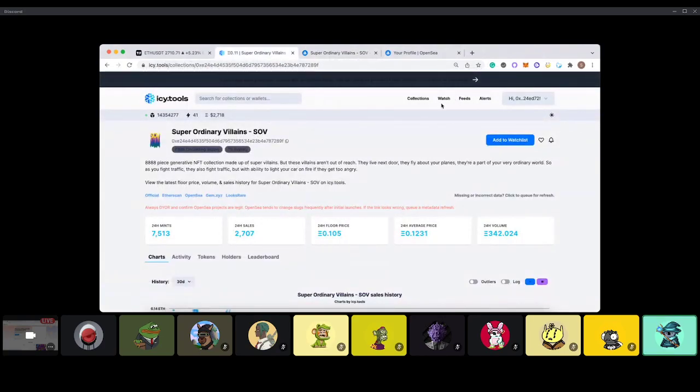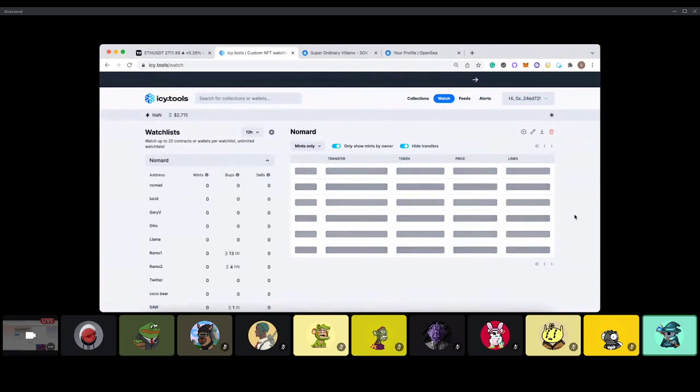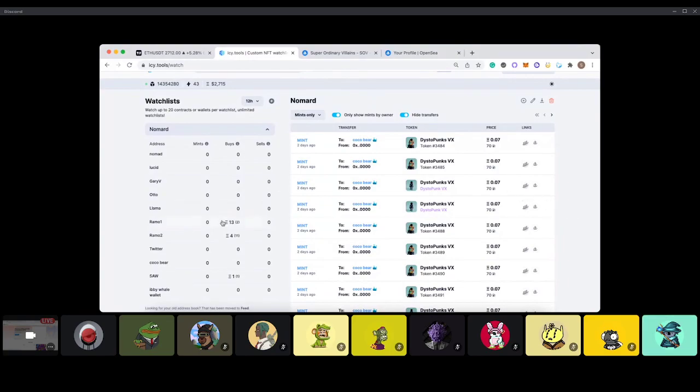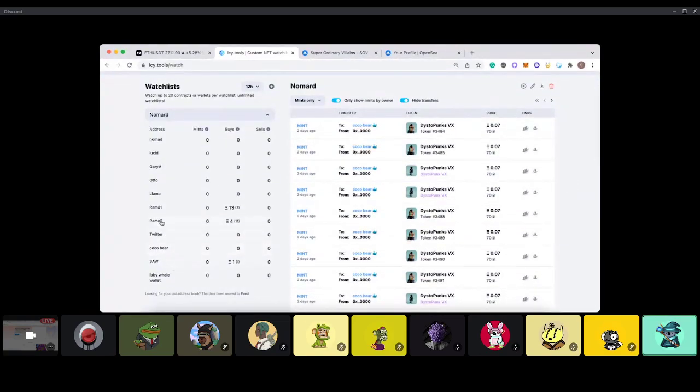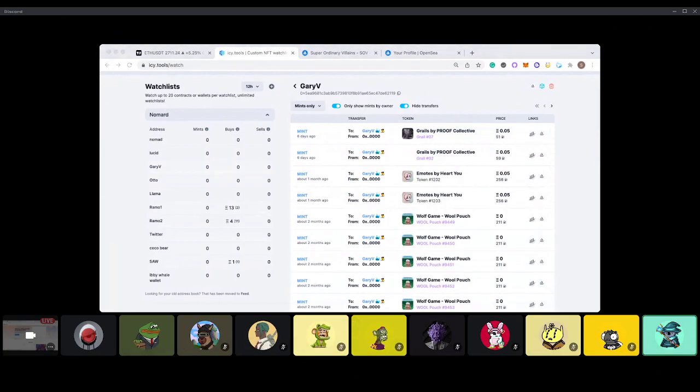The third one is what you can call insider trading. I have a list of whales that I follow. I want to see what they are doing, what they are buying, what they are selling. Let's look at, for example, Gary V. Gary V, I don't think that he made any moves recently.